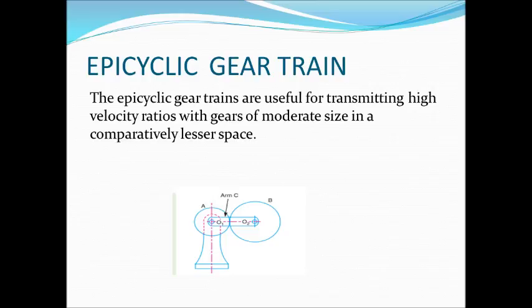Now we have the epicyclic gear train. The epicyclic gear train is useful for transmitting a high velocity ratio with gears of moderate size in comparatively less space. As you can see, this is an example of an epicyclic train as shown in the diagram. You have gear A and gear B, and you have an arm about which gears A and B will rotate.